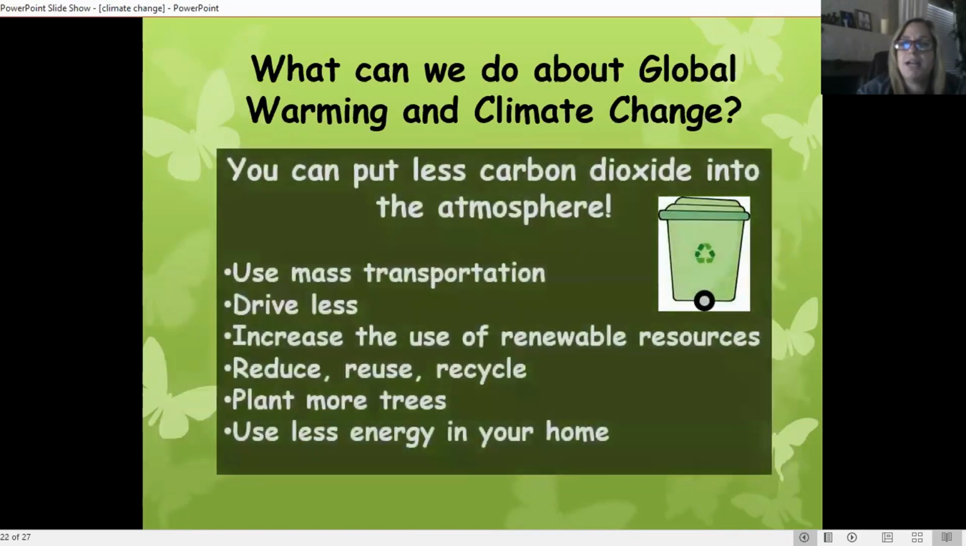You can put less carbon dioxide into the atmosphere. So we're going to use mass transportation. That means you carpool, you use buses. We drive less. We increase the use of renewable resources. We reduce, reuse, and recycle. Plant more trees and use less energy in your home. Turn off lights, unplug things.